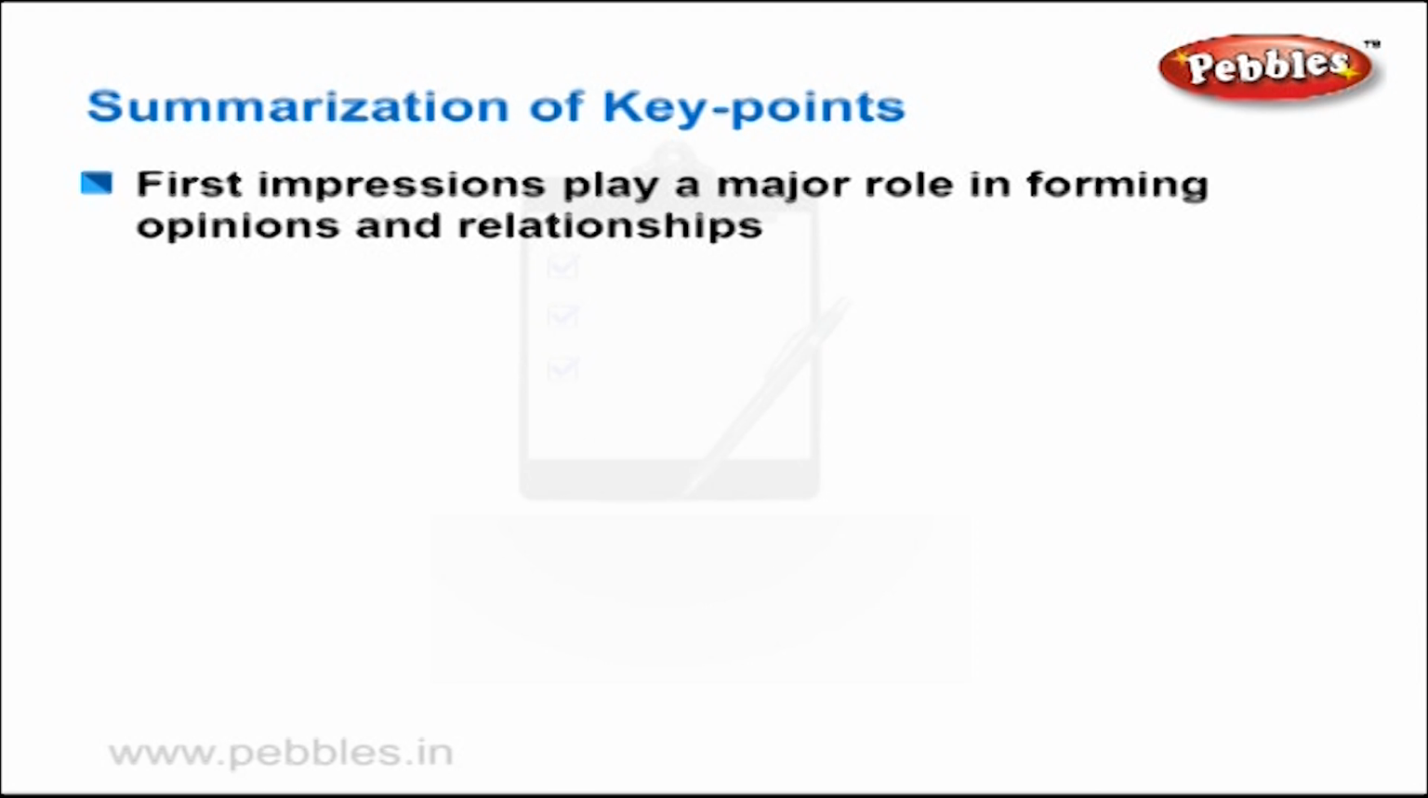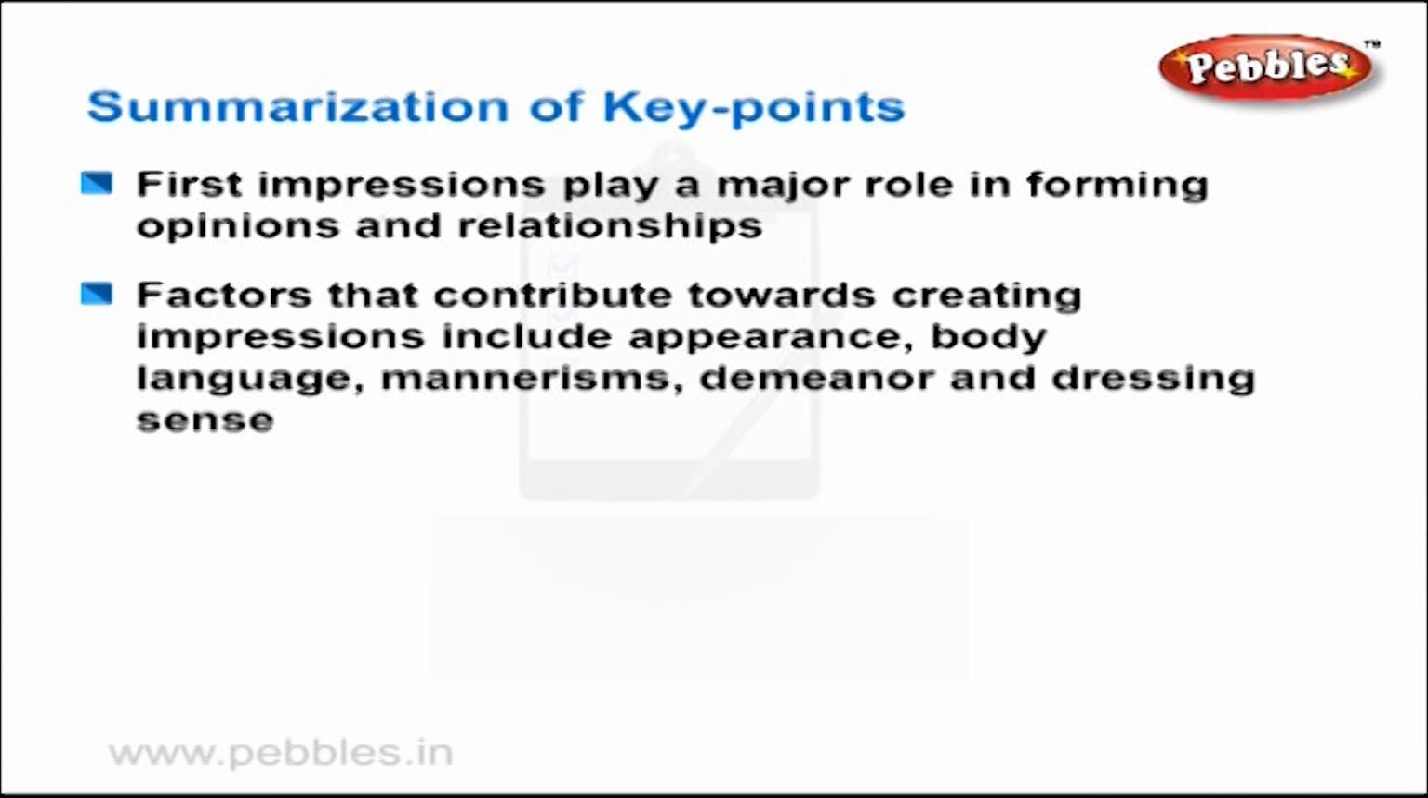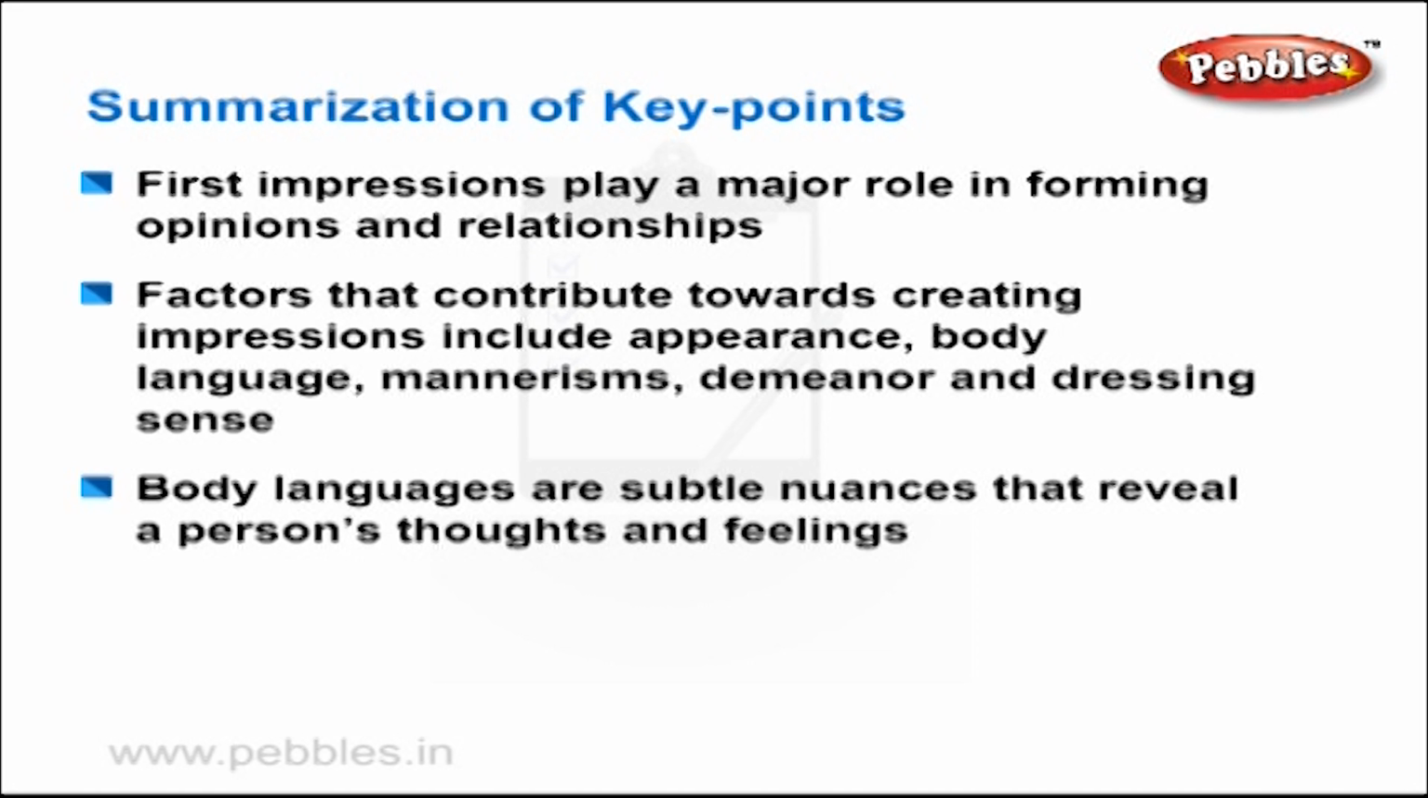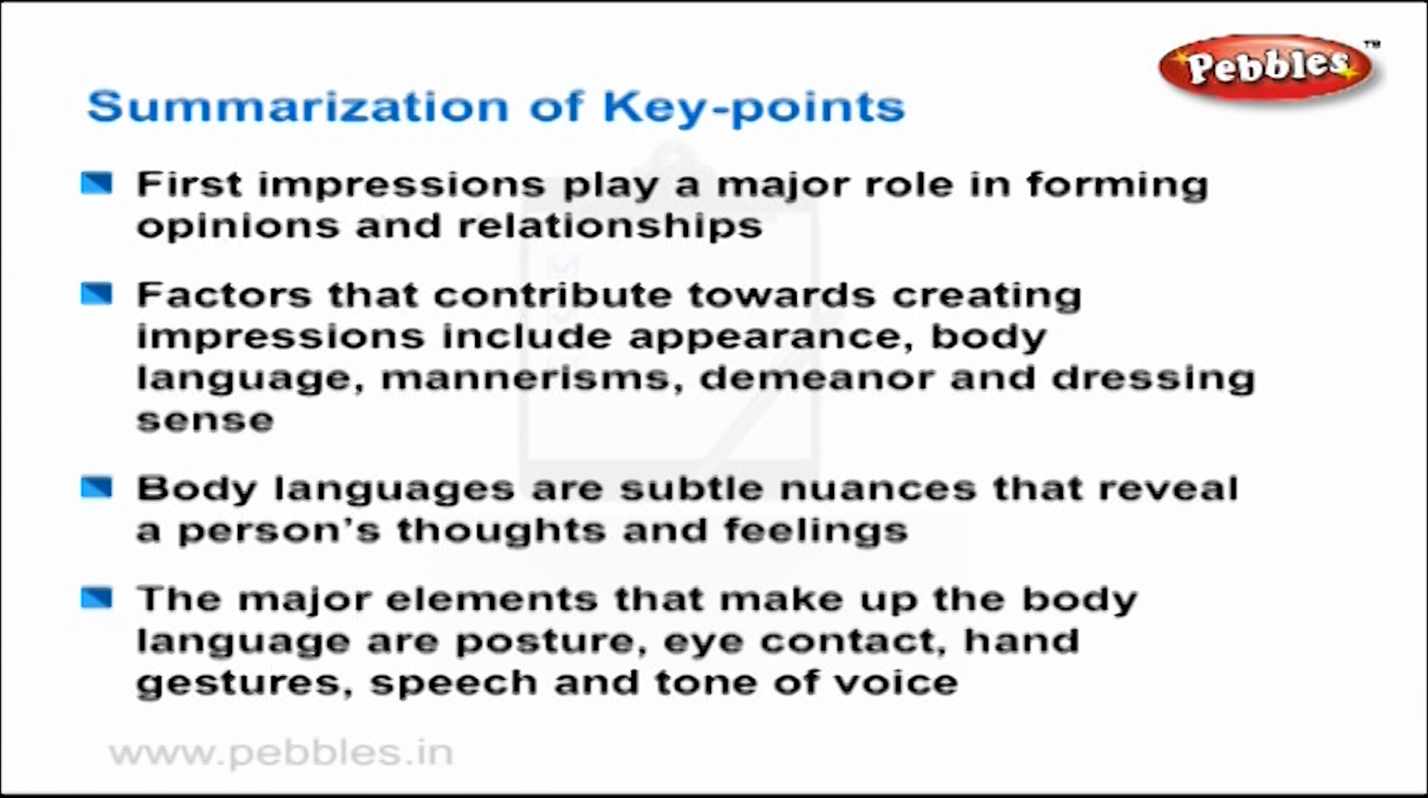First impressions play a major role in forming opinions and relationships. Factors that contribute towards creating impressions include appearance, body language, mannerisms, demeanor, and dressing sense. Body language is made of subtle nuances that reveal a person's thoughts and feelings. The major elements that make up body language are posture, eye contact, hand gestures, speech, and tone of voice.